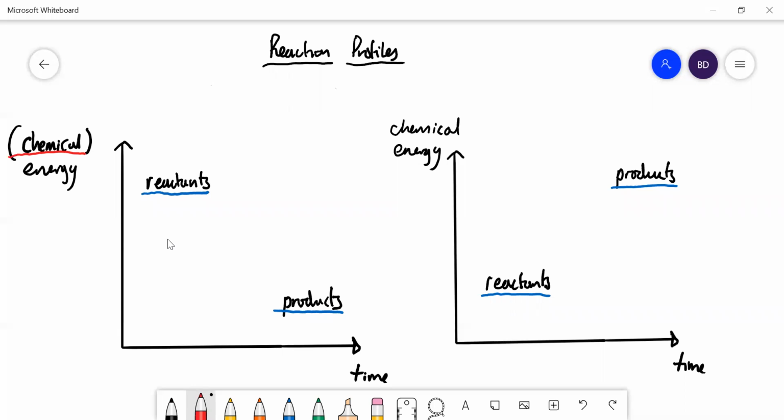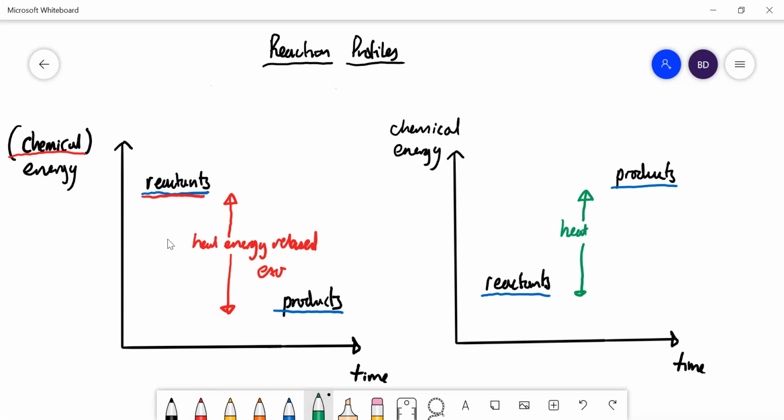Right, so here we've got reactants and they've got more chemical energy in them than the products, so that must be an exothermic reaction. This much chemical energy is turned into heat energy, so this is the heat energy released. Okay, and this is an exothermic reaction. The one on the right, well, the products have got more chemical energy in them than the reactants, so this is an endothermic reaction. And this line here, the green line, that is the heat energy converted into chemical energy, so the heat taken in, and that's an endothermic reaction.